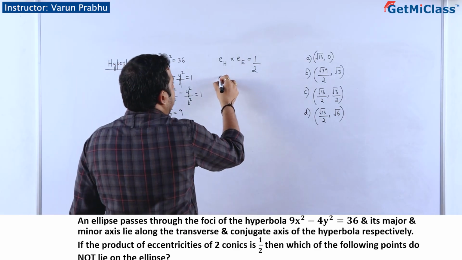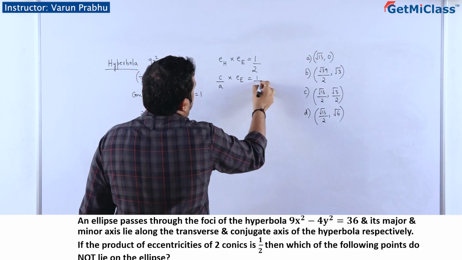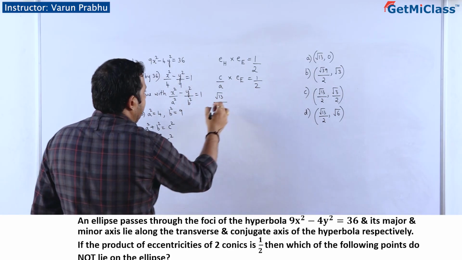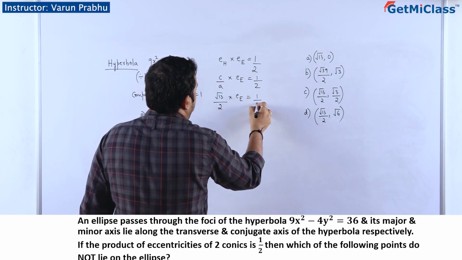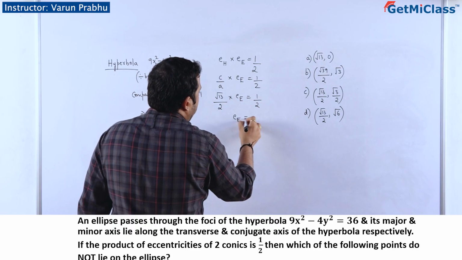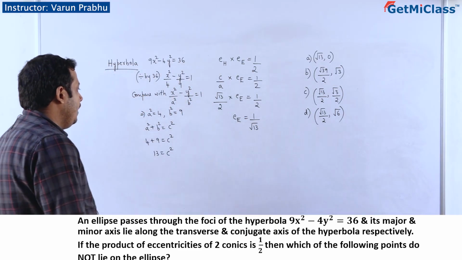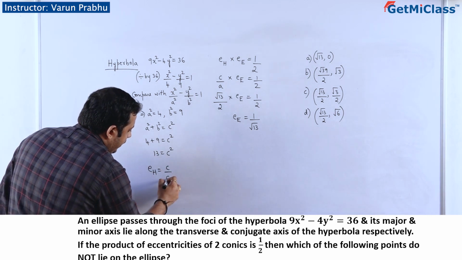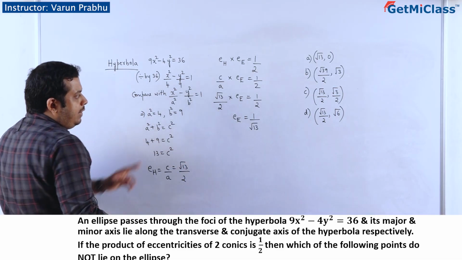So the eccentricity of the hyperbola is c by a, and the eccentricity of the ellipse is equal to half. C is root 13, a is equal to 2, into the eccentricity of the ellipse, that is equal to 1 divided by 2. So the eccentricity of the ellipse is equal to 1 divided by root 13, correct or not? Like this. So the eccentricity of the hyperbola will be equal to c divided by a, root 13 divided by 2. You can write like this also. Here I have directly substituted.